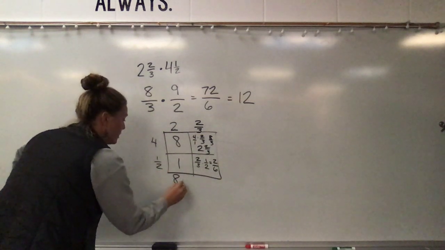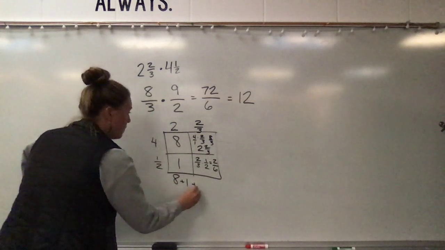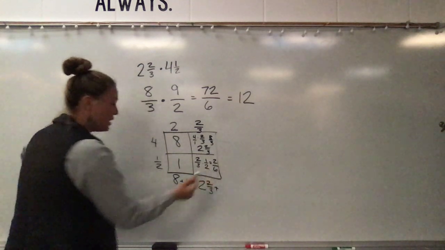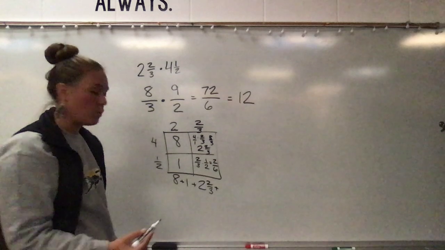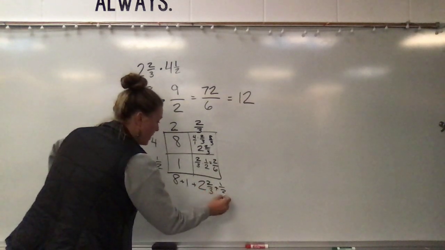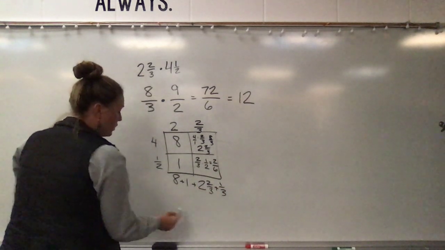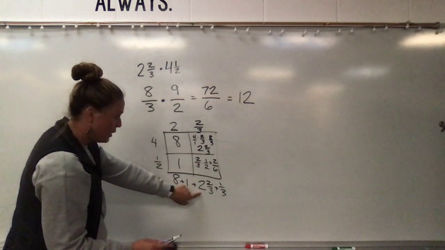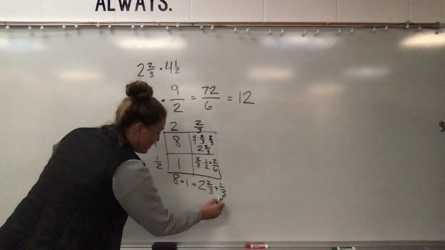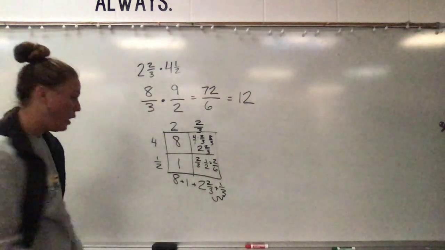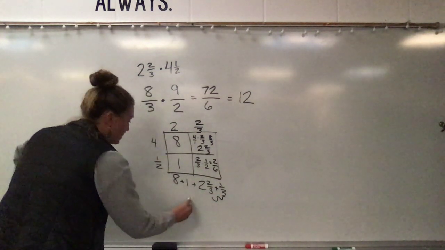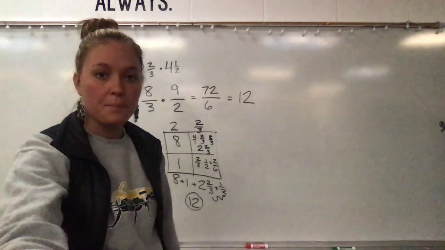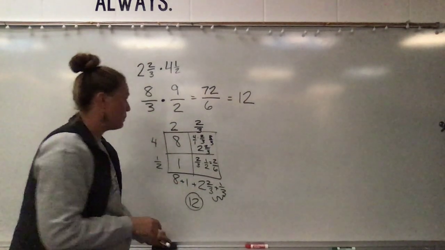We have 8 plus 1 plus 2 2/3 plus 2/6. Well, I know 2/6 is also equal to 1/3. And that's helpful because this will make 1 whole. So now we have 8 plus 1 is 9, plus 2 more brings us to 11, and then this is a 1 whole. So our answer here is 12, which is what we knew it would be from using our first method. Okay, so that's one example.